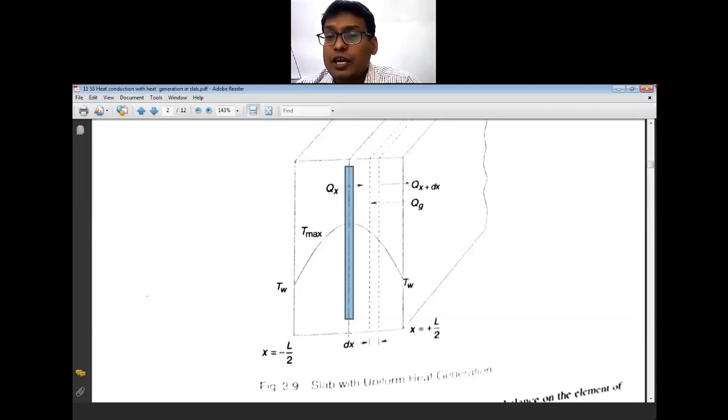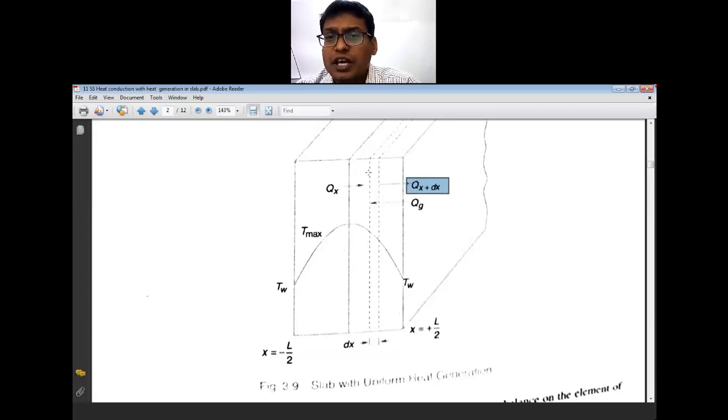So x equals plus L by 2 on this side and minus L by 2 on this side, as the total length is L. T maximum is at the center where x equals 0. The amount of heat that passes through this point is going out from this element under consideration.